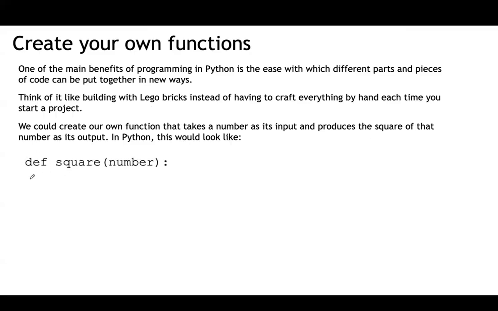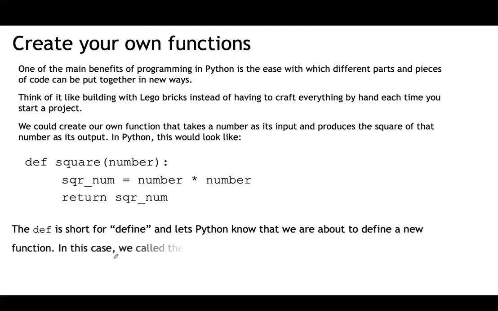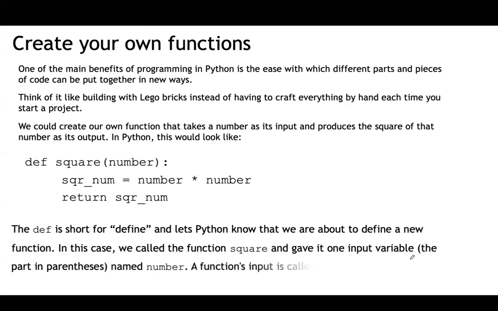We're going to use the def keyword, the name of the function, and we pass in some arguments, the colon, don't forget the indentation, and what does it do? It takes the number and multiplies it by itself, and it returns the output value. The def is short for define, and lets Python know that we are about to define a new function. In this case, we called the function square and gave it one input variable or one parameter or one argument. Please note that a function can take on more than one argument.